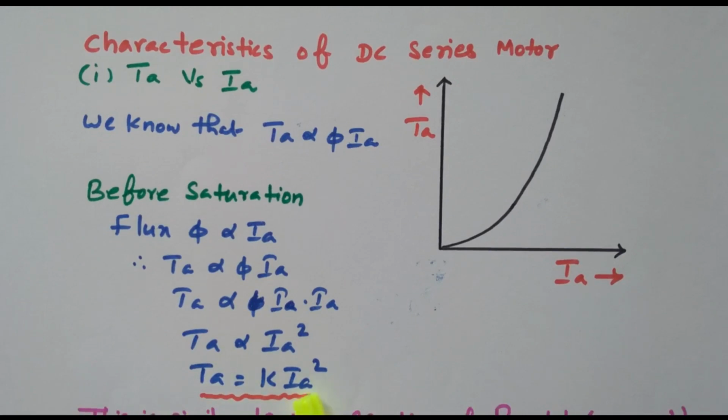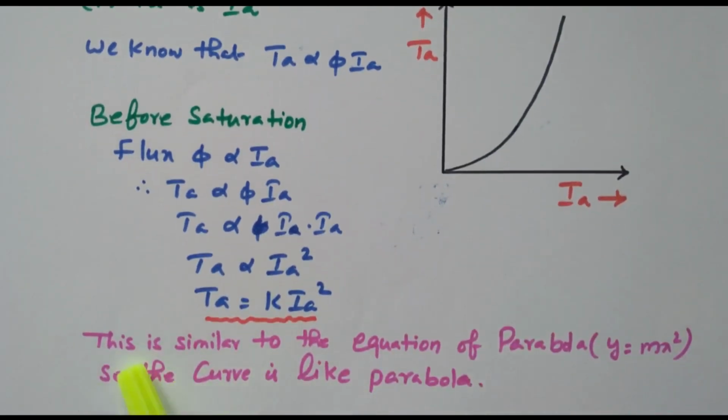So when the armature current increases, the torque will increase in a parabolic manner like this, not linear, but parabolic. This is similar to the equation of a parabola, y equals m x square. So as x increases, y increases in a parabolic manner. The curve will be a parabola. It is not linear, it is parabolic.